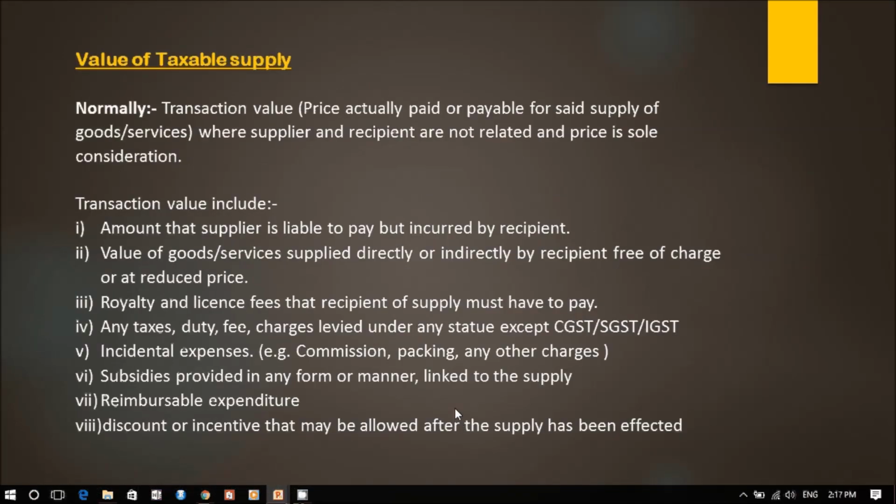Value of taxable supply. Value of taxable supply means the value on which GST has to be charged.